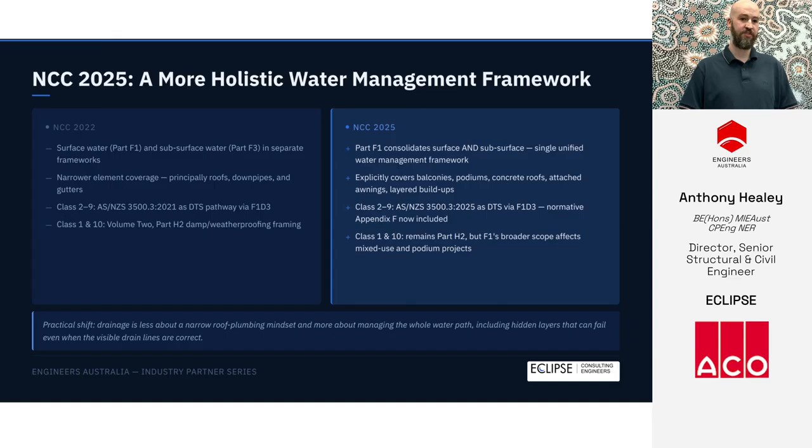NCC 2025 makes structural changes to the Class 2 to 9 framework. So Part F1 now consolidates surface and subsurface water management. The scope explicitly expands to cover balconies, podiums, etc. The deemed to satisfy pathway for these Class 2 to 9 buildings remains AS/NZS 3500.3, but it now references the 2025 edition, which includes normative Appendix F. For Classes 1 and 10, the structure stays under Part H2, but the broader Part F1 scope does affect mixed use and podium projects. The practical shift is that drainage is less about a narrow roof plumbing mindset and more about managing the whole water path, which includes the hidden layers that can fail even when the visible drain lines are correct.